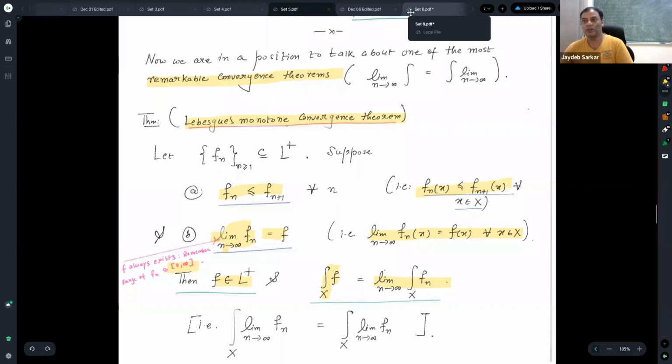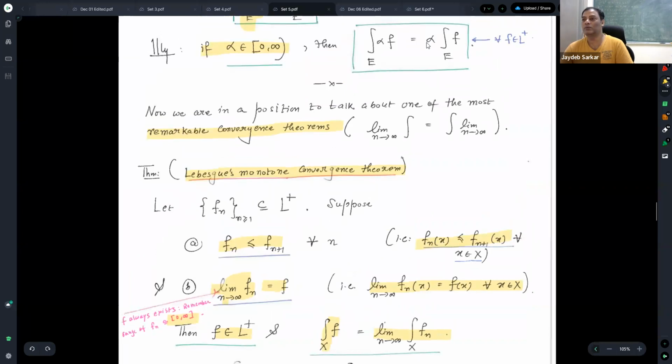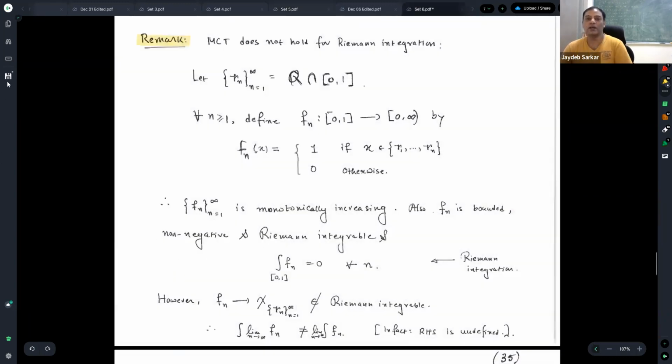And what I'm saying now? I'm saying, oops, let me go to set 6. Okay, what I'm saying is that that result doesn't work in the setting of Riemann integration, and here is the result.